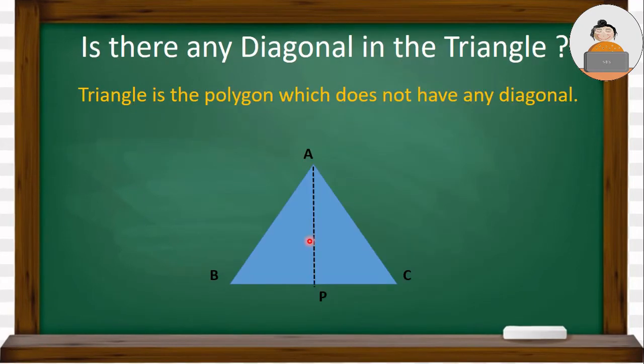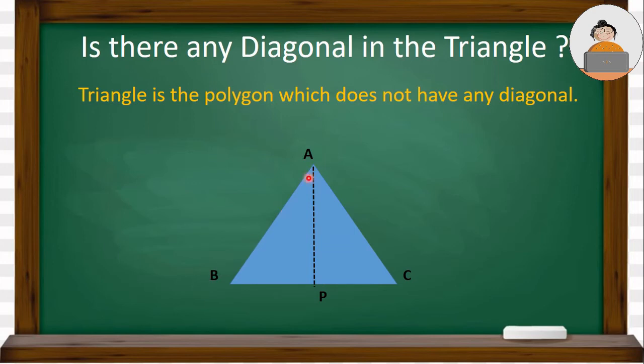To explain more about diagonals, I have taken the second example of a triangle. But before moving on, I have a question for you all. What do you think, friends, is there any diagonal present in the triangle or not? Please do write your answer in the comment section. Now we are going to see whether your answer is correct or not.